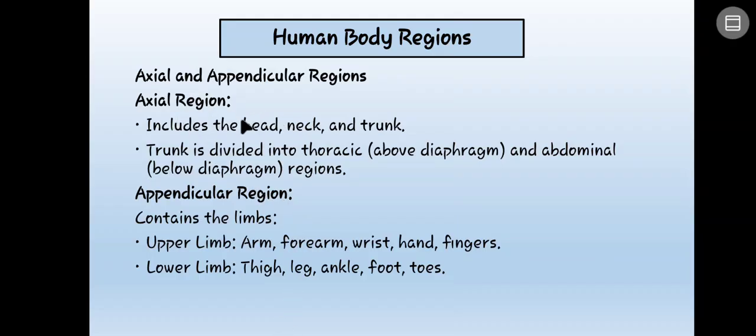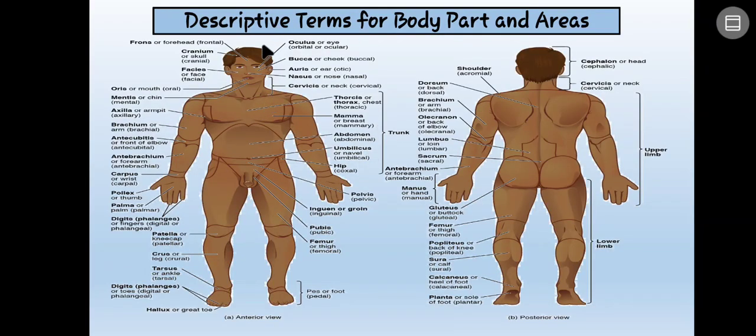So the axial region includes the head, the neck, and then the trunk. From here, where the cursor is going round, we call those regions the axial region. So if you are describing the head, you can say the head is in the axial region of the body. The neck is in the axial region of the body. The abdomen is in the axial region of the body. So the head, the neck, and then the trunk. This is the axial region.